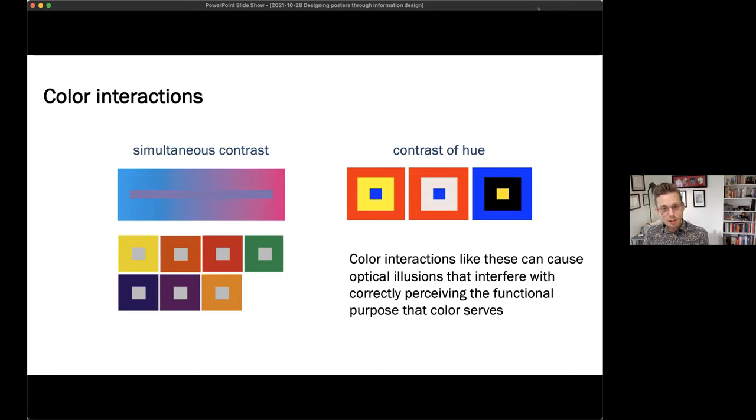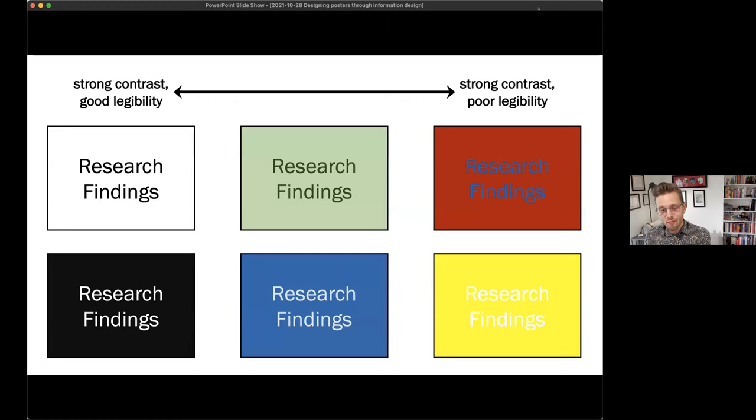So some examples of interactions to be aware of are things like simultaneous contrast or contrast of hue, these ways of positioning certain combinations of colors against each other. These combinations can produce optical illusions that get in the way of accurately interpreting a figure or a poster. So on this slide, I have some examples of different kinds of contrast.